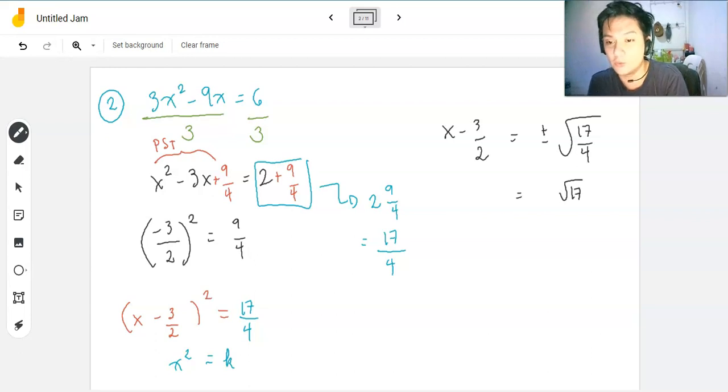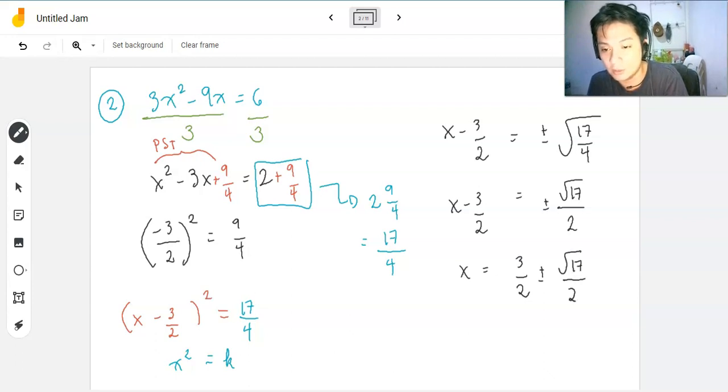Pero yung square root ng 4 ay 2. So ibig sabihin, ang square root ng fraction of 17 over 4 can be rewritten as square root of 17 over 2. Don't forget the plus or minus sign, and then x minus 3 halves sa kaliwa. So last step is to transpose this, and we can opt to write the transposed term dun sa bago plus or minus signs. Magiging x equals 3 halves plus or minus square root of 17 over 2. At yun nga, since parehas lang ang denominator ng mga yan, we can use a single fraction bar. So we have 3 plus or minus square root of 17 all over 2.